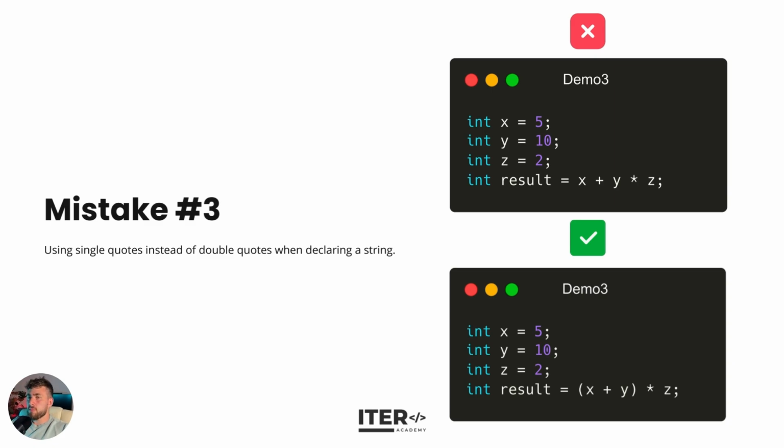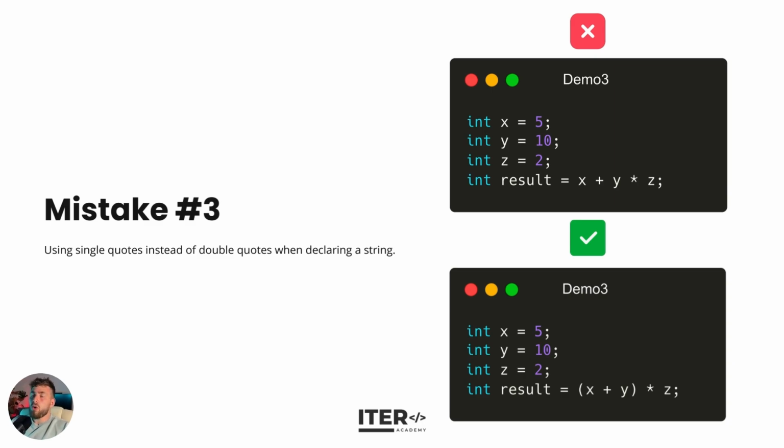It's also important to be mindful of the type of variables and operators you are using. Using the wrong type of operator can lead to unexpected results or errors in your code. For example, using the modulus operator or percent sign with a float value will lead to a compile time error.